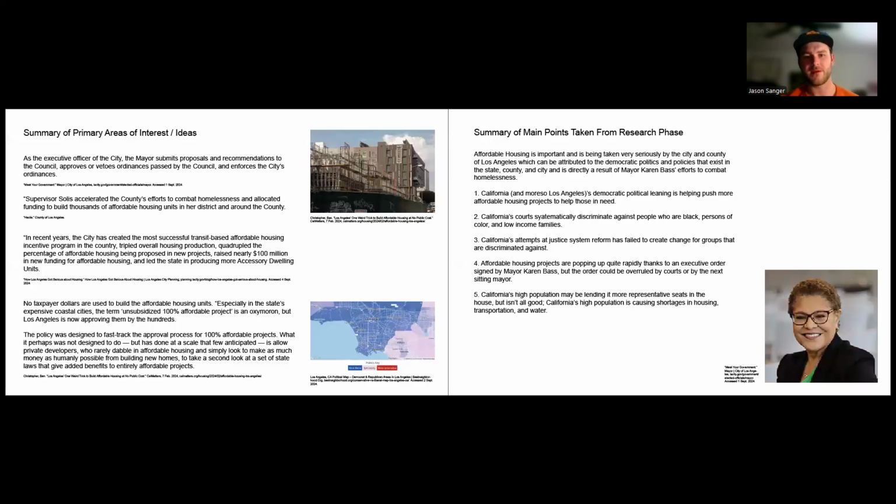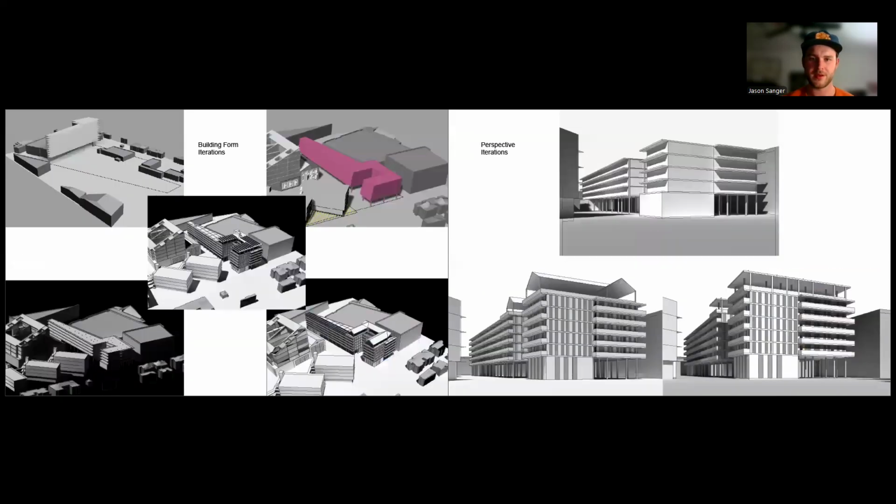So here we're starting off with summaries of the primary areas of interest and ideas, as well as the main points taken from the research phase of this project. My primary area of interest is affordable housing, which is directly affected by politics and policies of the state of California, County of Los Angeles, and City of Los Angeles. In the bottom right, there's a photograph of Mayor Karen Bass, who is doing a lot to make affordable housing projects more of a thing. They're popping up all over, and that's very helpful. It makes it a little more realistic for this project as well.